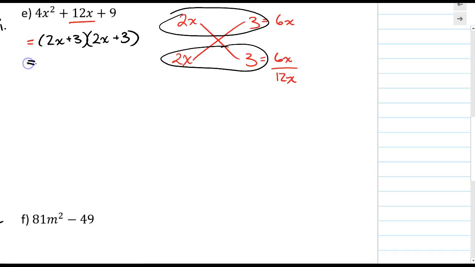How can we represent two of the exact same thing multiplying by itself? We square it. So that would be my final answer. That we call a perfect square trinomial.